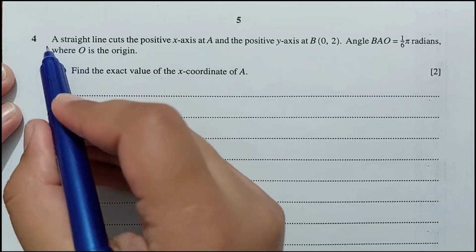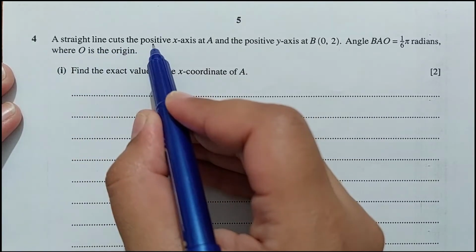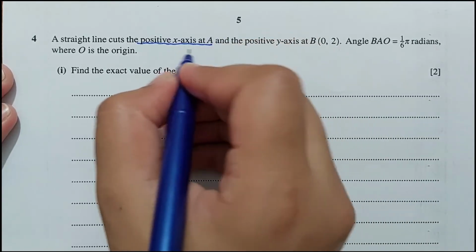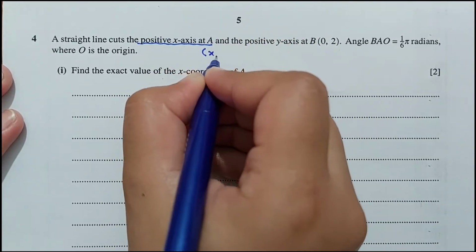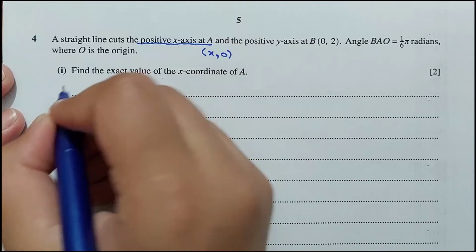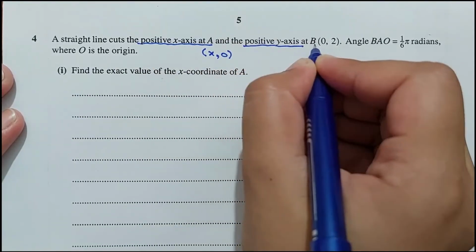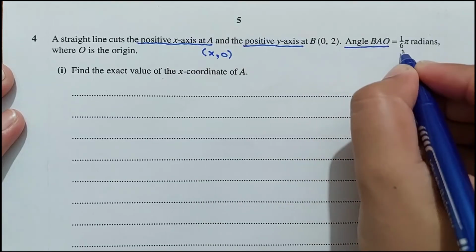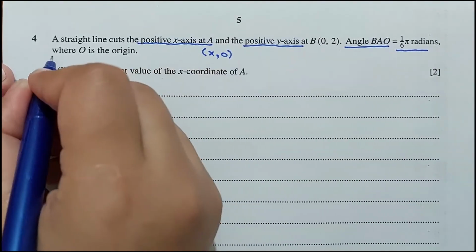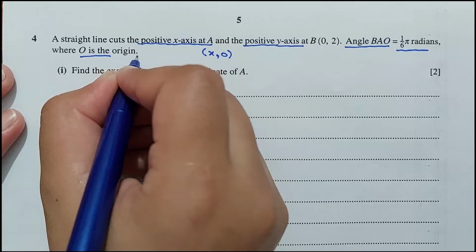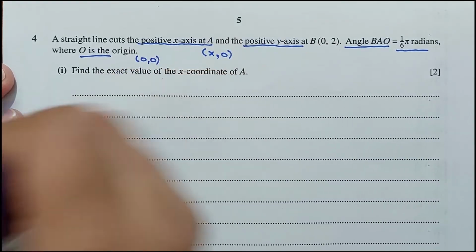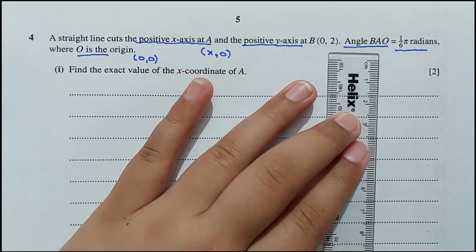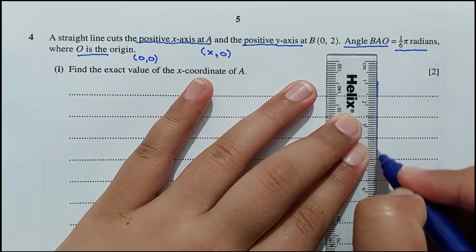Question number 4. A straight line cuts the positive x-axis at A. If it cuts the x-axis, it means there is an x coordinate, but the y coordinate should be 0, and the positive y-axis at B, which is (0, 2). Angle BAO we have given, which is pi by 6 radians, where O is the origin. Origin means (0, 0). All right, let me draw this situation to make this understandable.